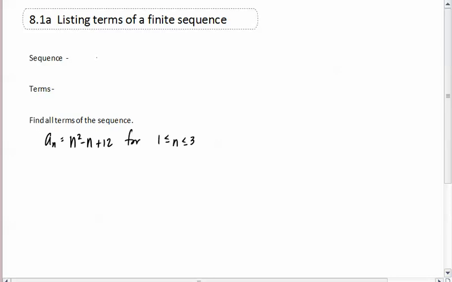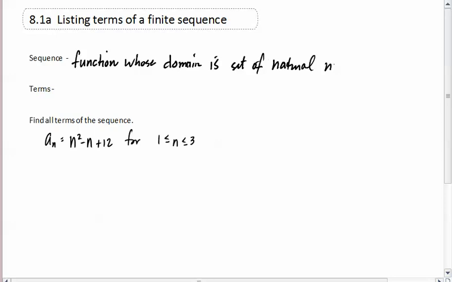A specific definition will be something like this. It's a function, so believe it or not, we can actually graph these things. We'll talk about that later. It's a function whose domain, the x values, or we actually call them the n's, is the set of natural numbers.